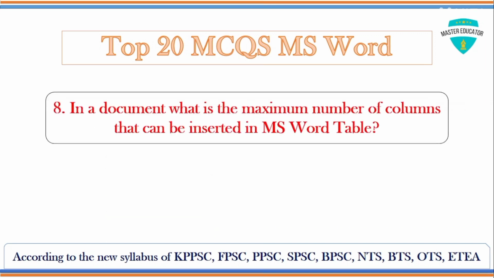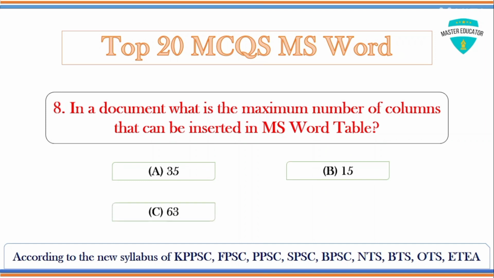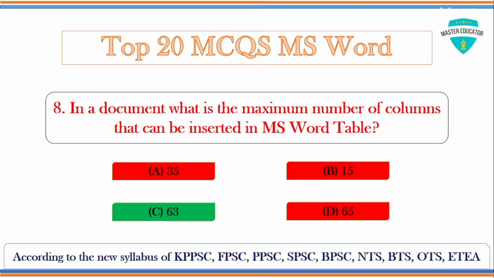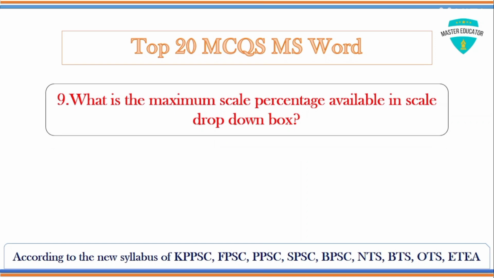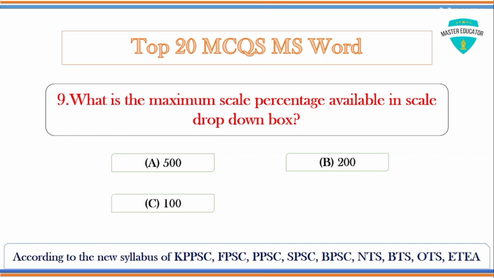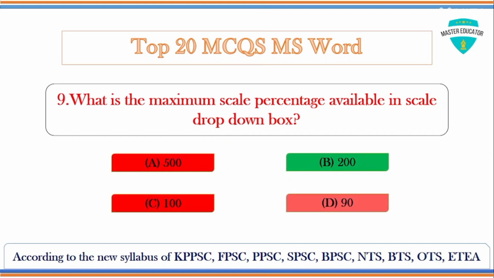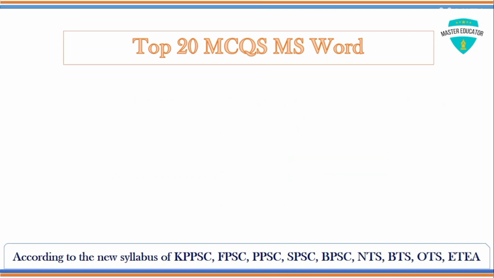MCQs number 8. In a document, what is the maximum number of columns that can be inserted in the MS Word table? Option A 35, option B 15, option C 63, option D 65. The correct option is option C, which is 63. MCQ number 9. What is the maximum scale percentage available in Scale drop down box? Option A 500, option B 200, option C 100 and option D 90. The correct option is option B, which is 200.